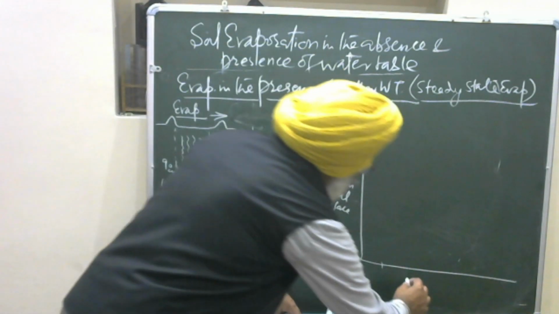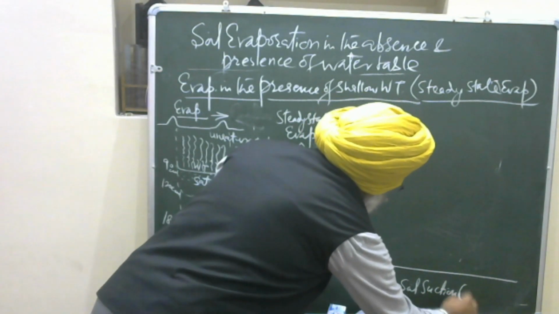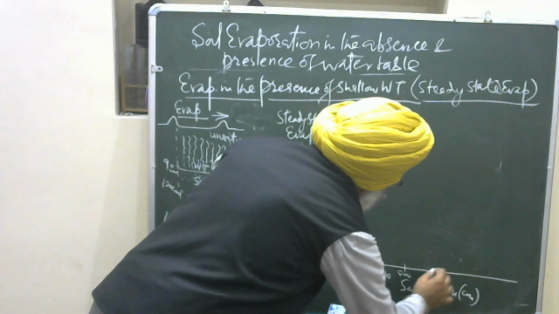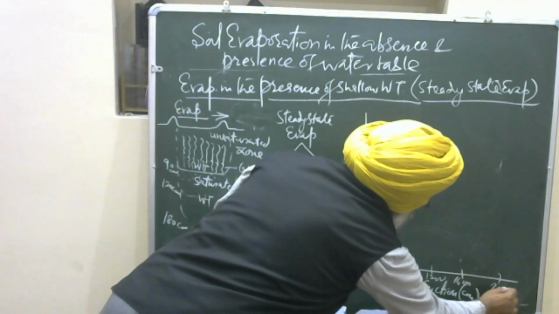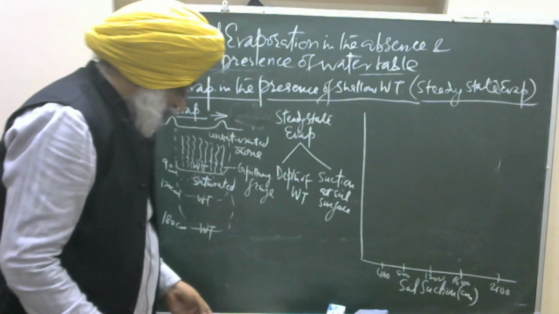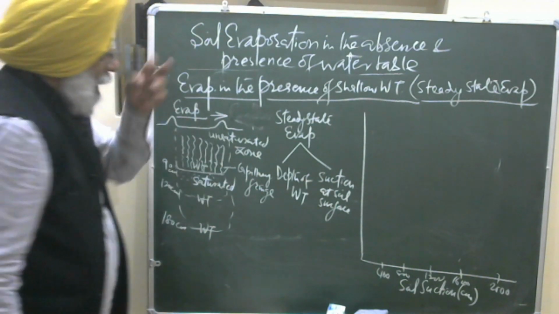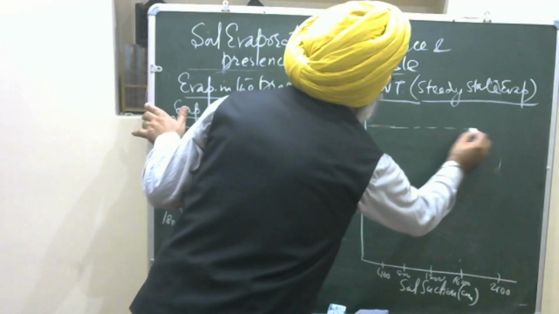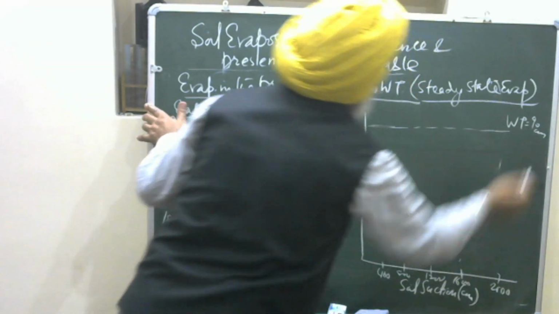So here, on the x-axis, I am showing soil suction in centimeters. Say it is 400, then 800, then 1200, 1600 and 2000 centimeters. Means after 2 atmospheres. And again it will depend upon, as I said, the depth of water table. Now here, supposing this is your depth of water table, 90 centimeters.